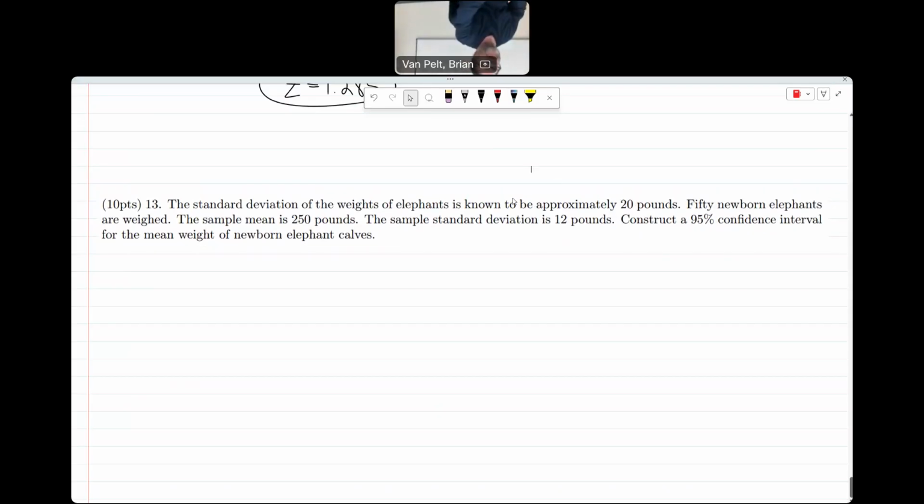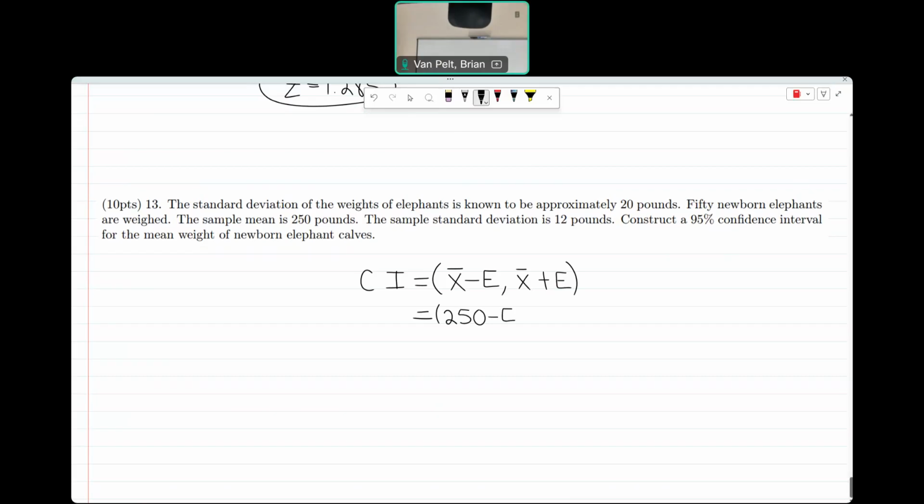I'll see if I can ring a bell for you. These confidence intervals had a certain form to them. They look like the following. Remember this? E stands for an error amount. Now, the sample mean is 250, so I'll plug that in. The format is going to look like 250 minus E to 250 plus E. And the whole problem is to figure out what E is equal to.